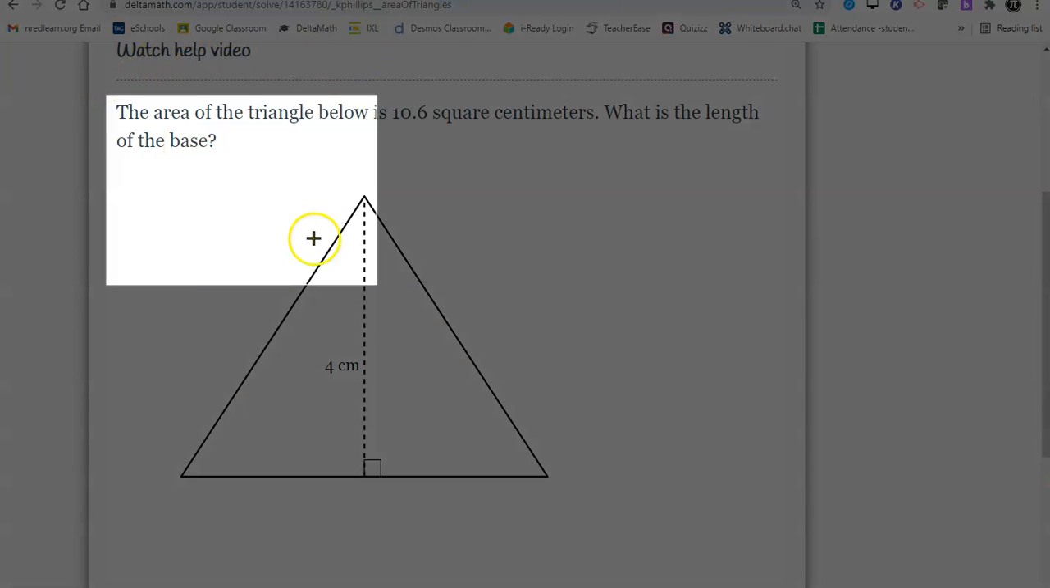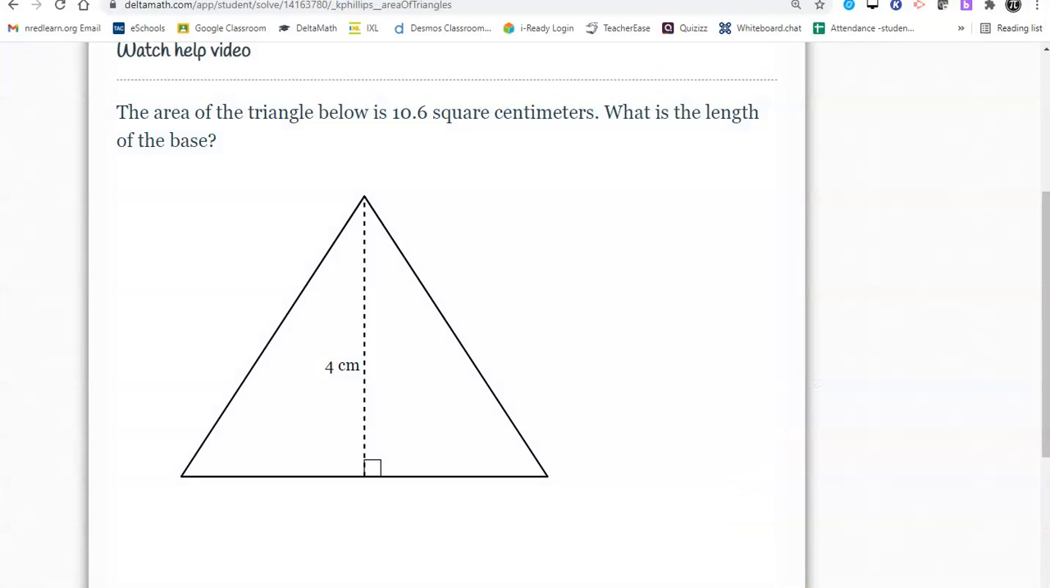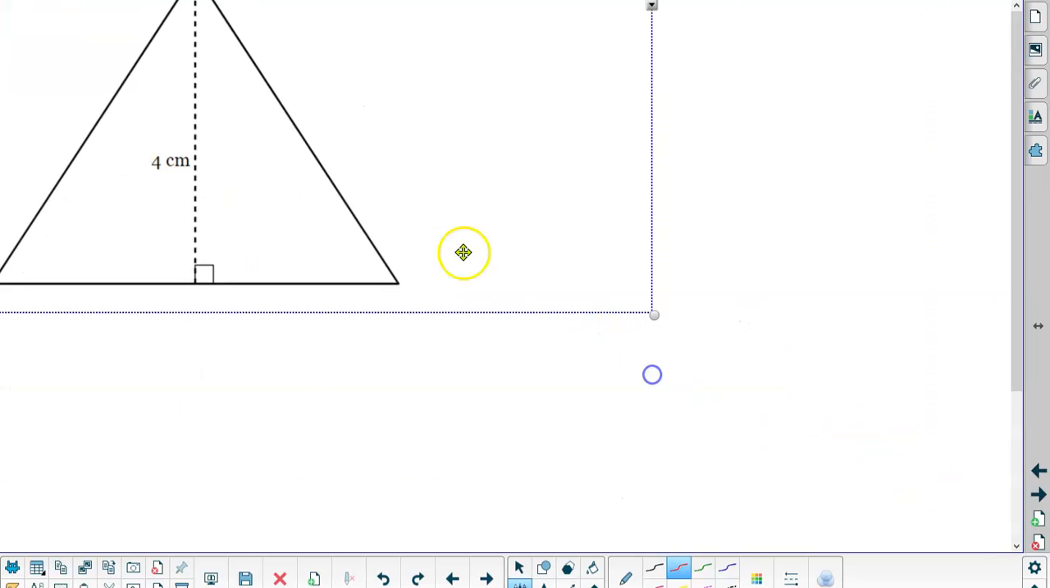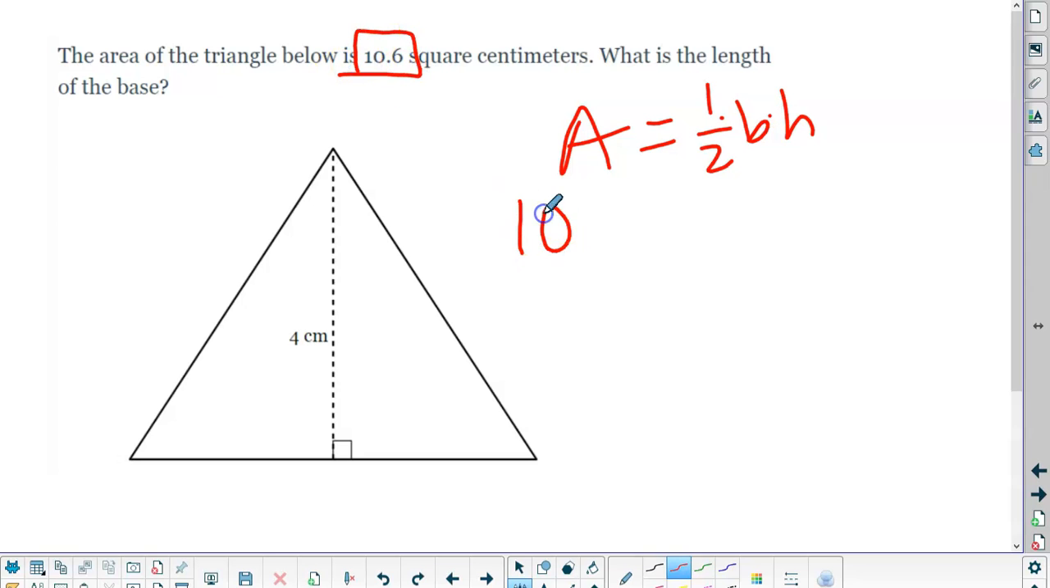Let's take a quick screenshot so I can write again. And let's paste it over here into my smart notebook. And here we go. Let's get my pen ready. So area equals half the base times the height. All right, put those little times dots in there. This time the area is 10.6, so that goes where the A is. What is the length of the base?